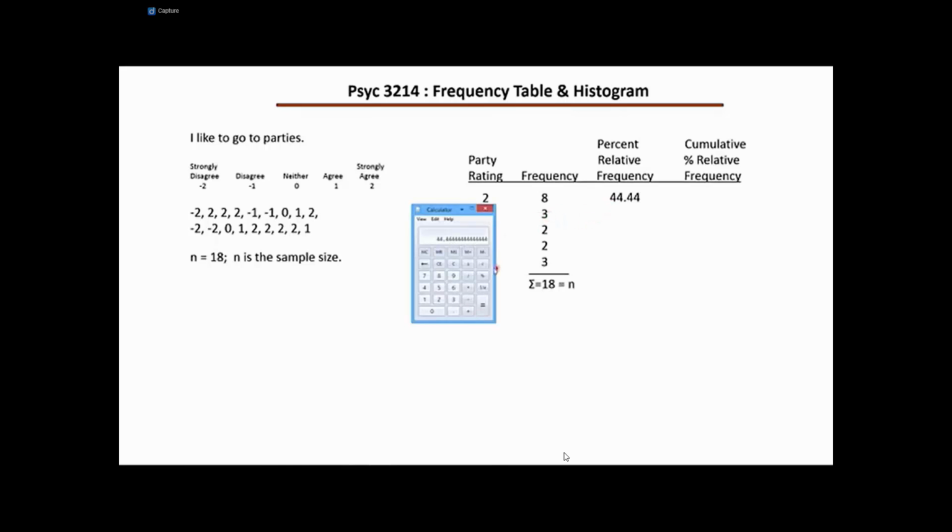To obtain the 3, we do the same thing. So 3 divided by 18, and multiply that by 100, and that should be 16.67. So sure enough, that's what we get. And then 2 divided by 18 multiplied by 100 is 11.11. And there are the other two values. So there are the percent relative frequencies. Now if we add these up, we should get 100 within rounding, and here we get it exactly 100.